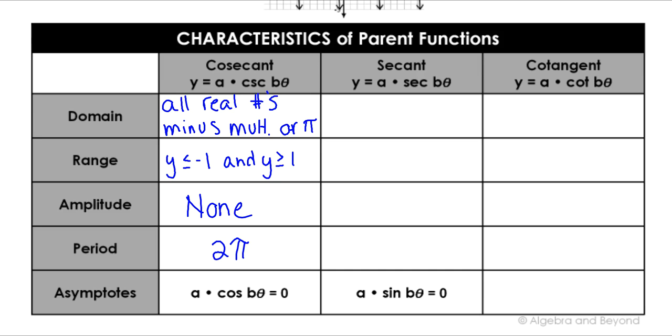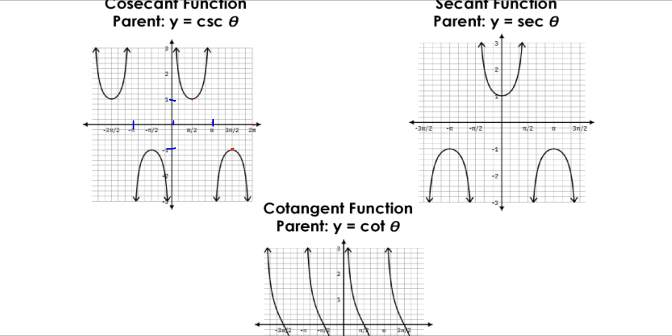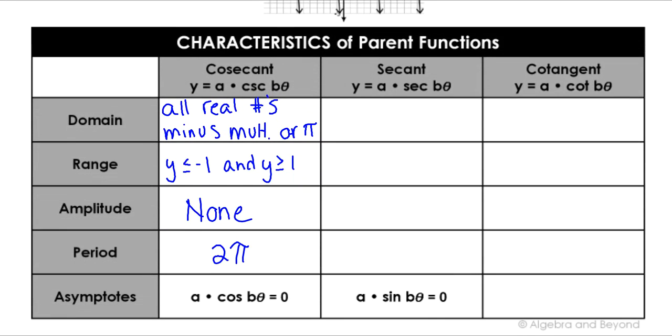All right, now looking at secant. Secant is that graph up here. If we're looking at the domain and range, you can see again we have some asymptotes going on. Those are going to be at all the multiples of pi over 2. So the domain is all real numbers minus where those asymptotes are happening, so minus the odd multiples of pi over 2. It's happening at pi over 2, 3 pi over 2, 5 pi over 2, and so on and so forth.